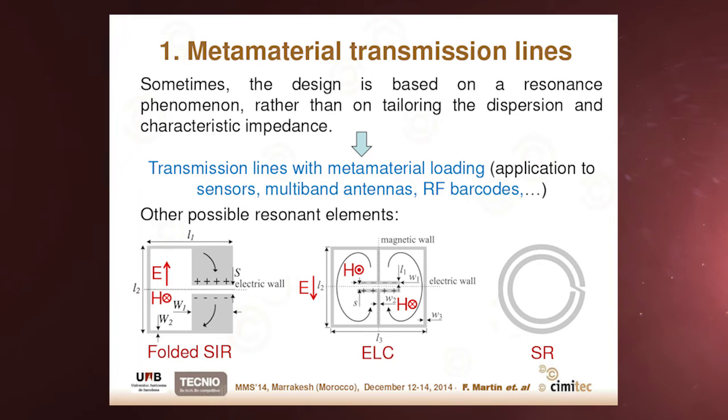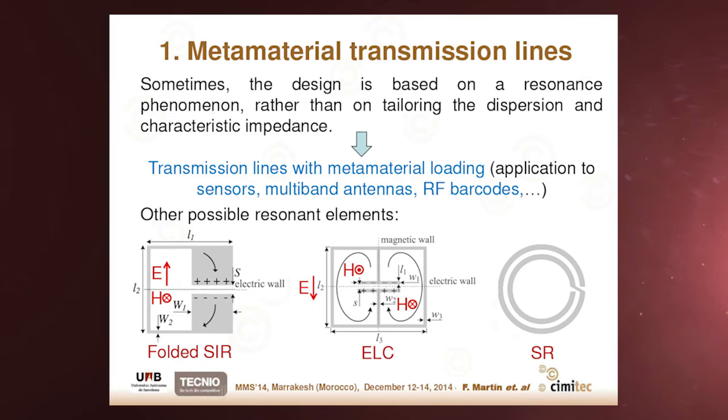Other possible resonant elements that are useful in this type of lines are the folded step impedance resonator. The behavior of this structure is very similar to the one of the SRR. It can be excited typically by a magnetic field, but also by means of an electric field in this direction, because there is an electric wall here, and there is an electric dipole in this direction.